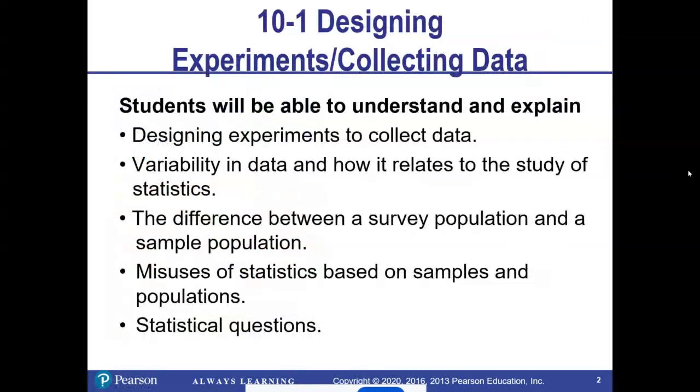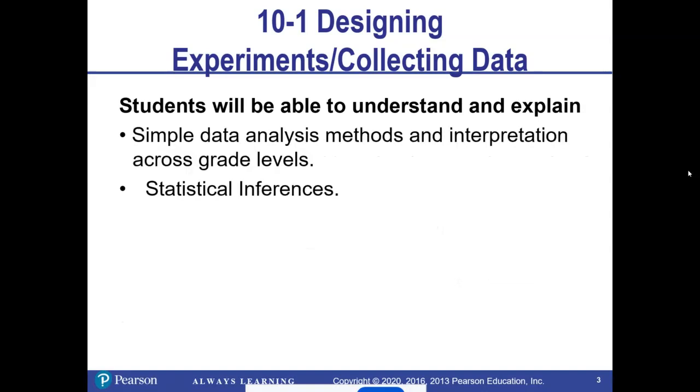Okay, so in this first section, there's a lot of vocab. We will be looking at how to understand and explain designing experiments to collect data. We'll be looking at variability in data and how it relates to the study of statistics. We'll be looking at the difference between a survey population and a sample population. And then we'll be looking at misuses of statistics based on samples and populations. And finally, we'll be looking at statistical questions. A couple of other things: we'll be looking at some simple data analysis methods and interpretation across grade levels, and we'll be looking at statistical inferences.